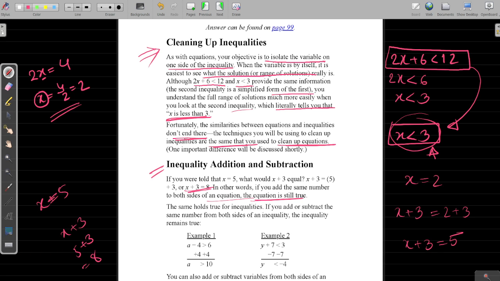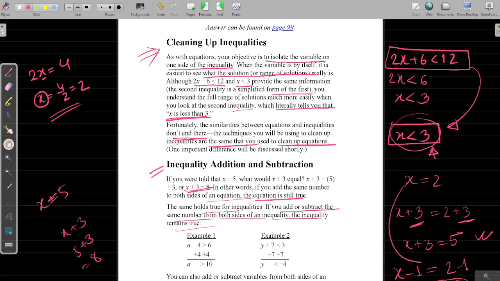So the same holds true for inequalities. If you add or subtract the same number from both sides, the inequality remains true. So if you add, I am adding plus 3 here. This is correct. If you subtract anything, suppose x minus 1 from the left side, similarly minus 1 on the other side. So x minus 1 equals 1. So this is also the same.